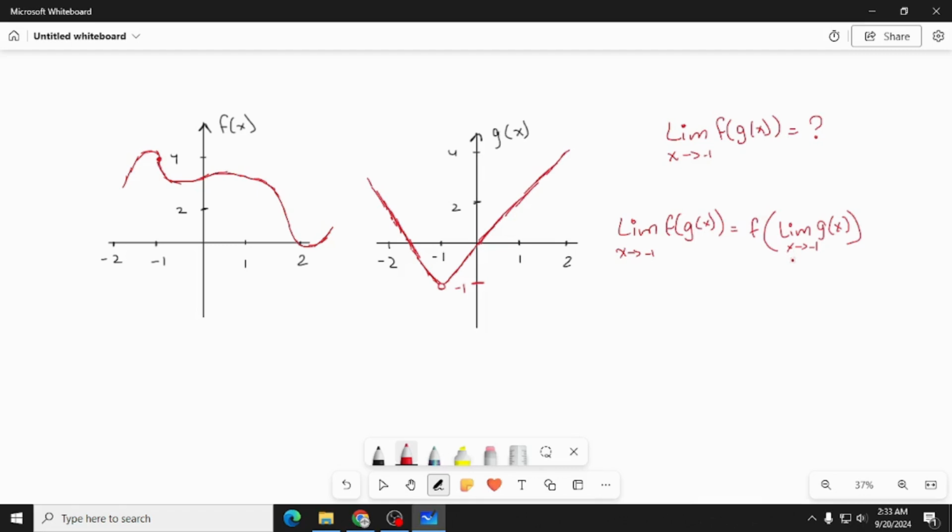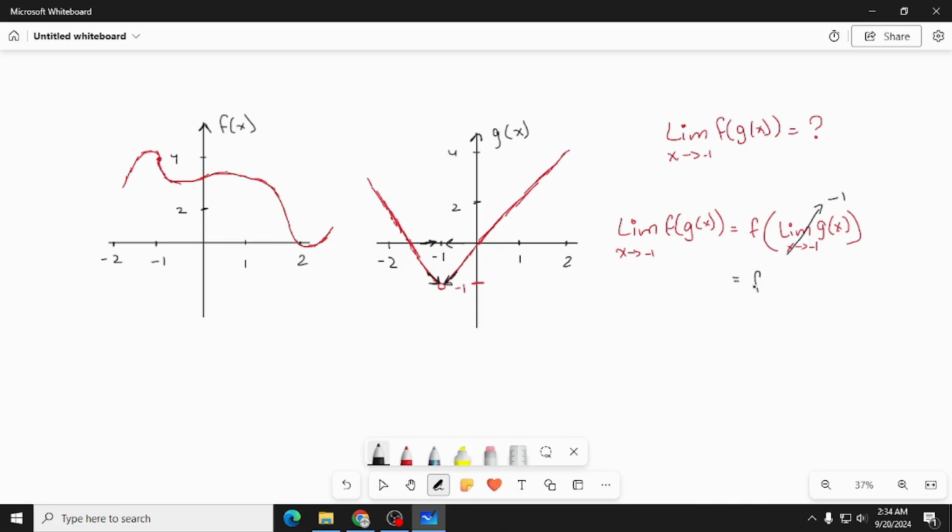So in order for this whole thing to be true, the limit of g of x as x approaches -1 should exist. All right, so let's analyze. What's the limit as x approaches -1 of g of x? Well, let's see. If we approach -1 from the right hand side, we seem to be approaching this number -1 on the y-axis. And now if we approach from the left hand side, we are going to approach -1 again. So this limit is just equal to -1.